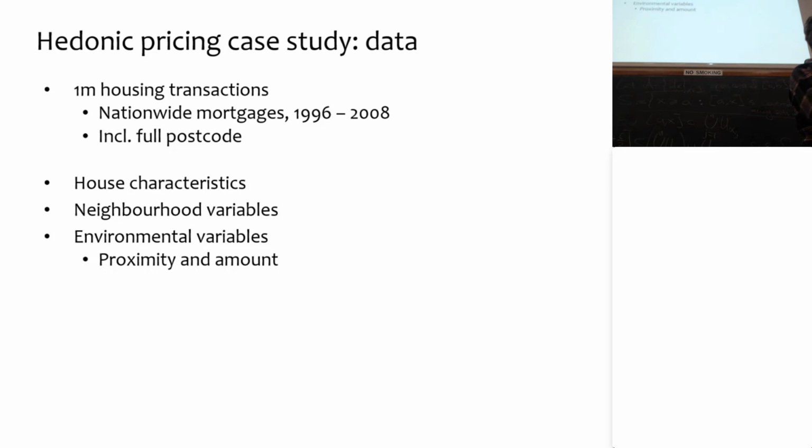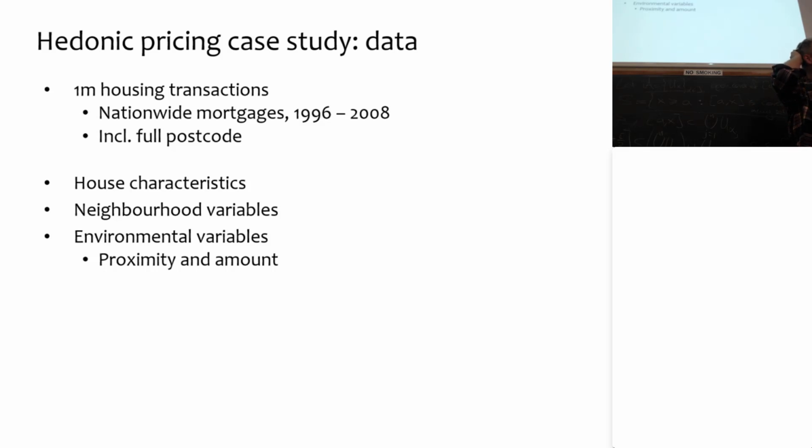So they had a database of 1 million house transactions, and the source of the data was nationwide. So this is the mortgages, right? The good thing is that it's a lot of data. The bad thing is that not every house has a mortgage, right? So you exclude particular parts of the market.